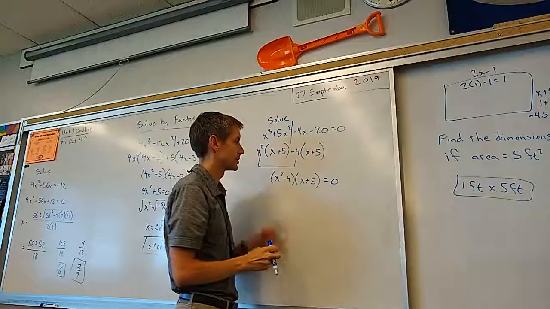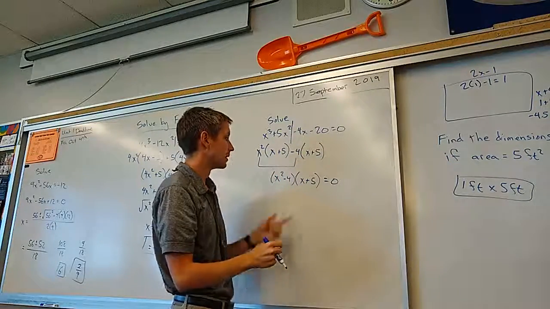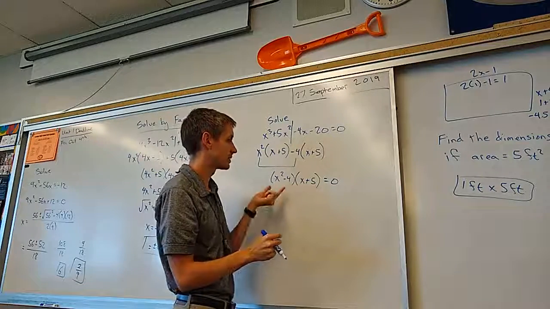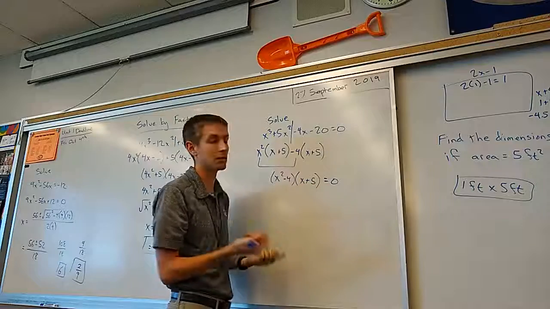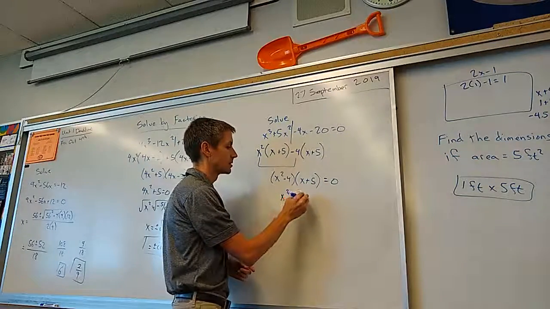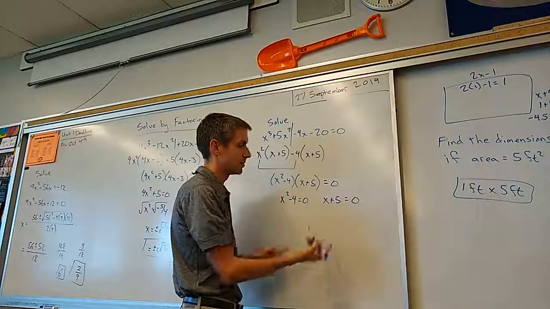But both of those multiplied together still equal 0 because it equaled 0 in the very beginning. But now that I have two factors multiplying to equal 0, I can set each one of those factors equal to 0 to finish solving them. So I'll set that x squared minus 4 equal to 0. I'll set the x plus 5 equal to 0. And then solve both of them side by side.